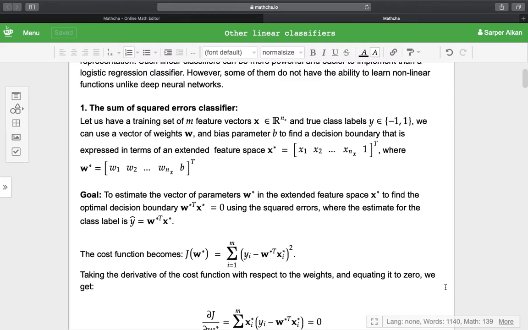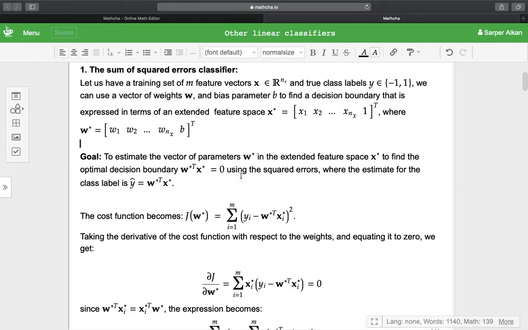For this classifier, let us have a training set of m feature vectors and their true class labels y. We can use a vector of weights w and the bias parameter to find the decision boundary that is expressed in terms of an extended feature space x star, where we combine all the features and the last value is 1, and we will multiply this with a weight vector with some weights and bias term, just like perceptrons.